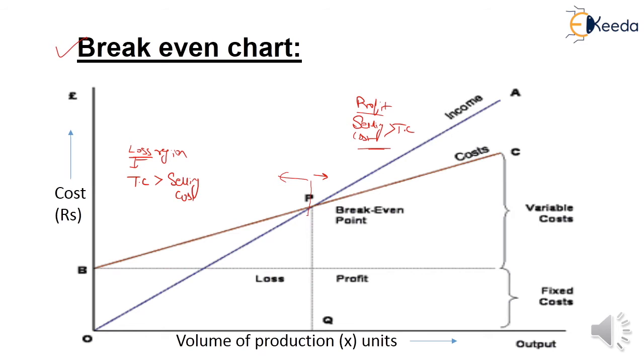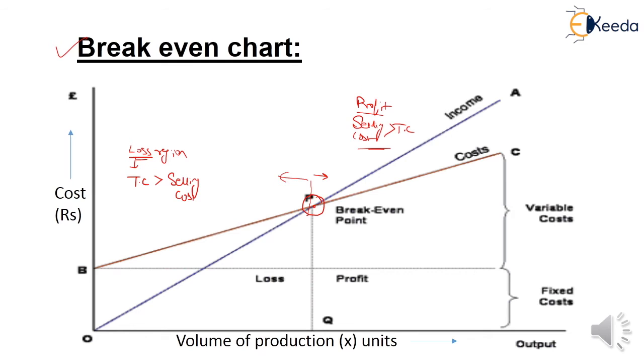But at point P there is no profit or no loss. It is the point where the organization suffers neither profit nor loss. So is it clear to all students what a break even point and a break even chart are? In the left region of the break even point we are suffering a loss region. At the right side of the break even point it is a profit region.